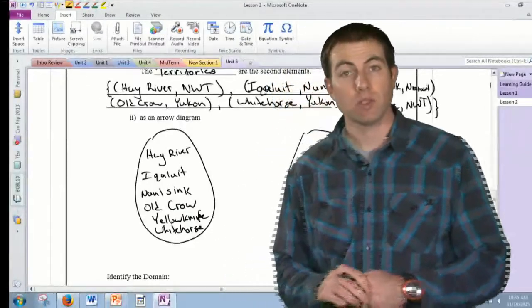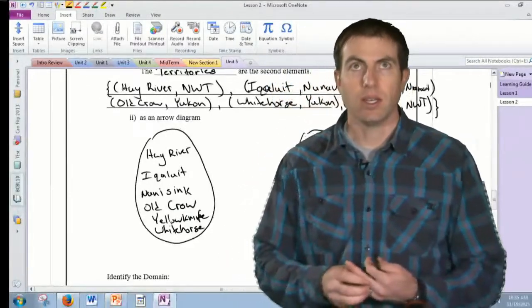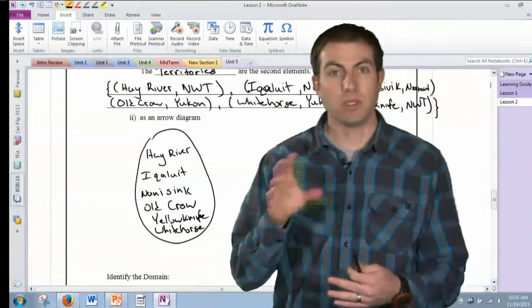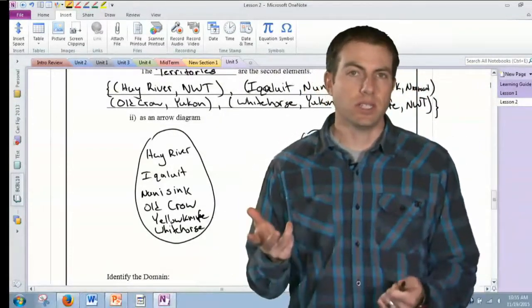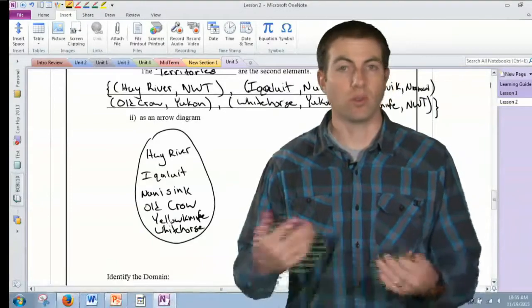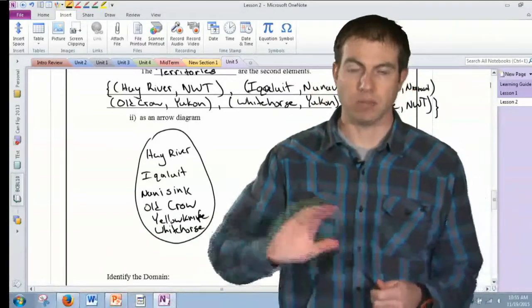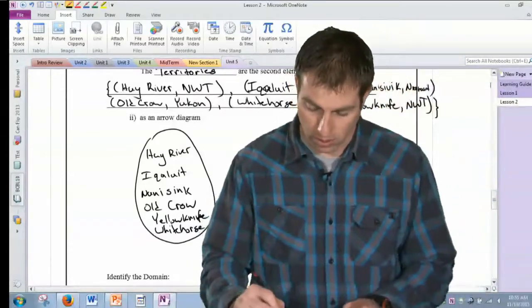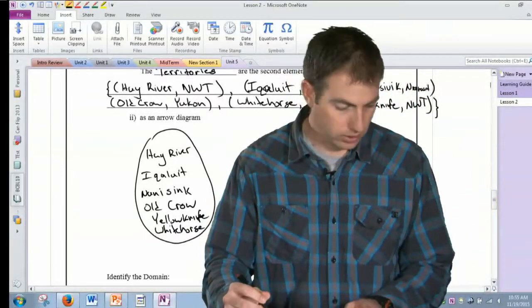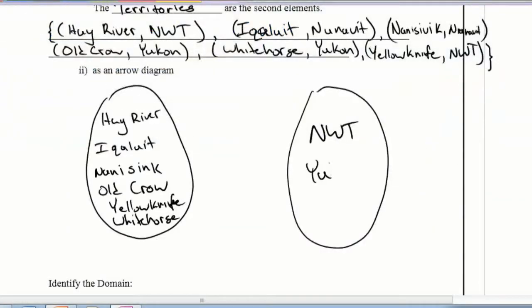My second set was all of the territories. So even though some of these cities are in the same territory, I only need to write the territory name once. So if it's the Northwest Territories, I'm just going to put it once. I don't have to write it like 3 times or however many times it's used. So all I have here is Northwest Territories, Yukon, and Nunavut. So I don't need to write them multiple times. Just once is fine.